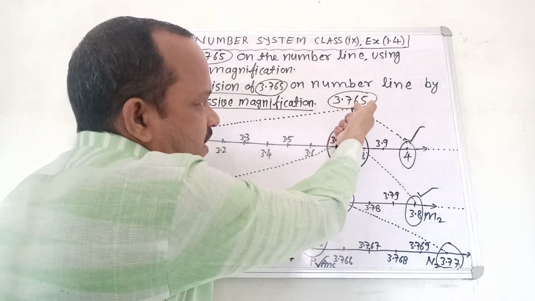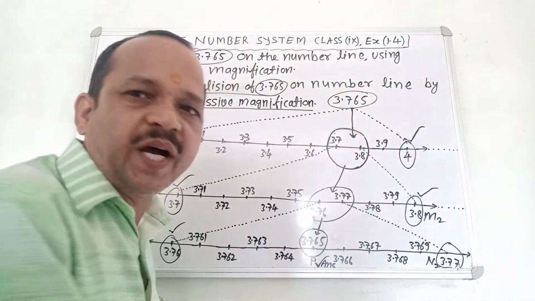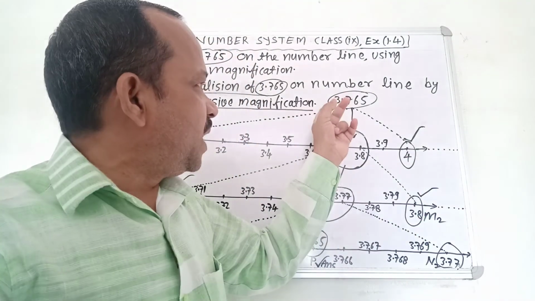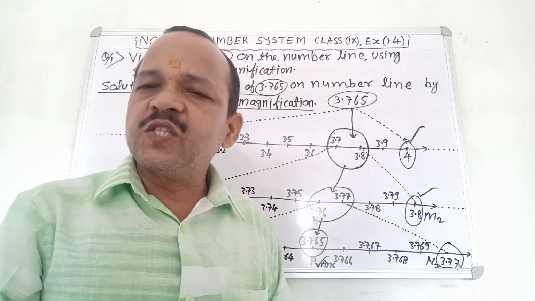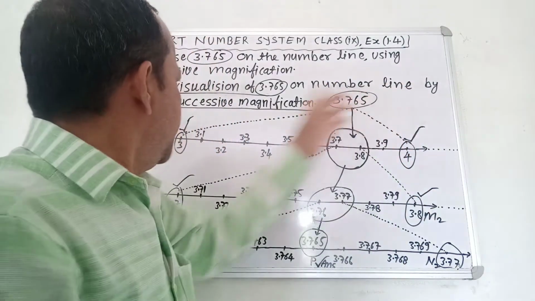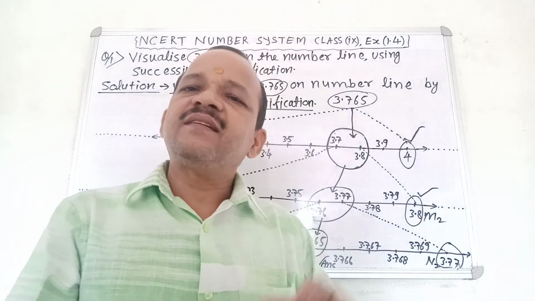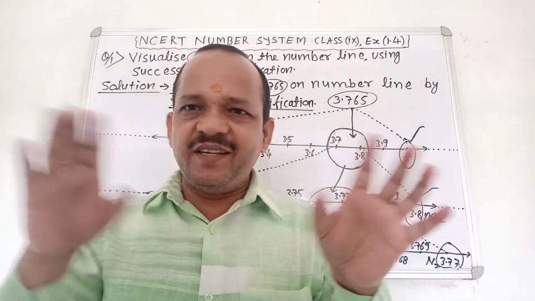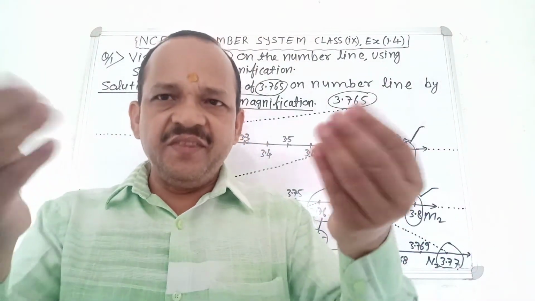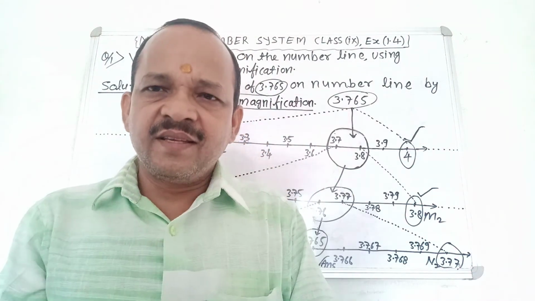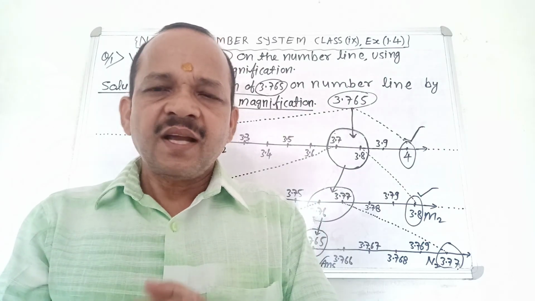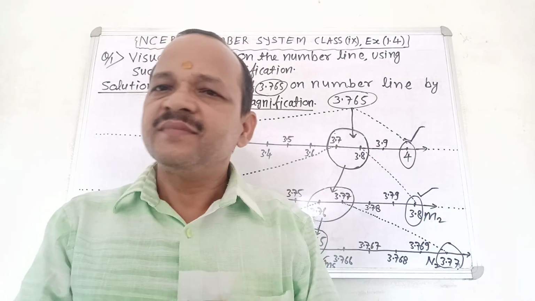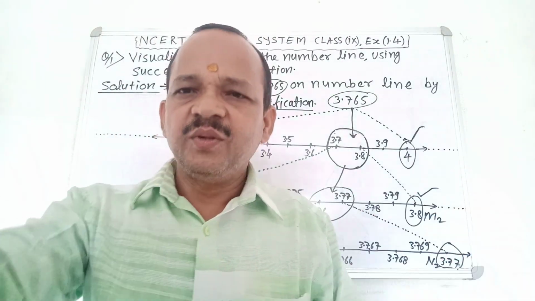This is 3.765 on the number line. It means you visualize 3.765 by using successive magnification on the number line. Clear? You find your answer very easily. Very good. In this way you can visualize any number on the number line with the help of this solution. Clear? Very good.